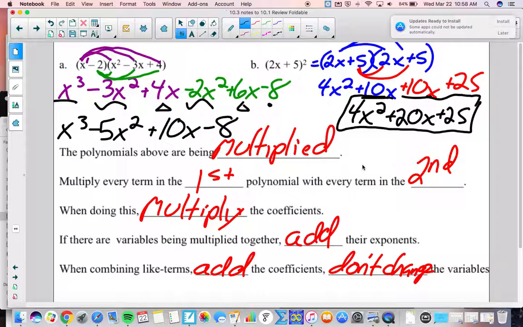And there we are. That's a review of the 3 operations that we've done with polynomials. You'll get to divide polynomials in Algebra 2. Oh yeah.